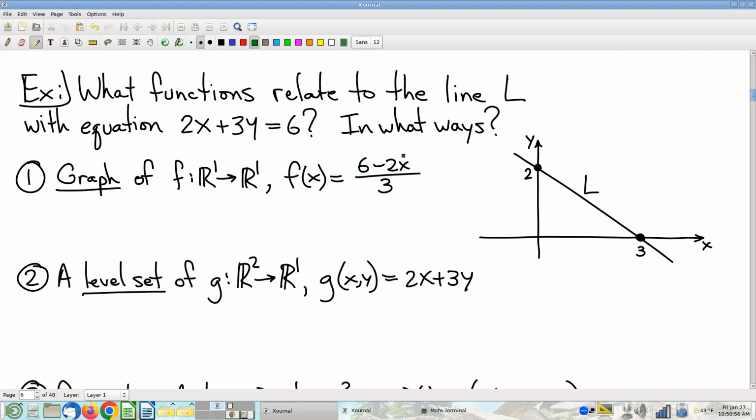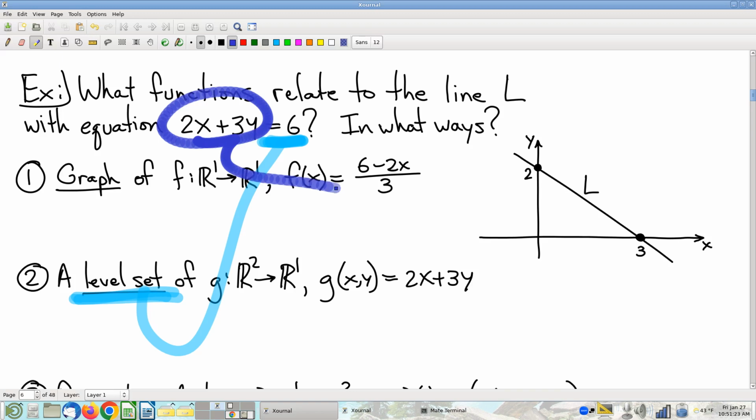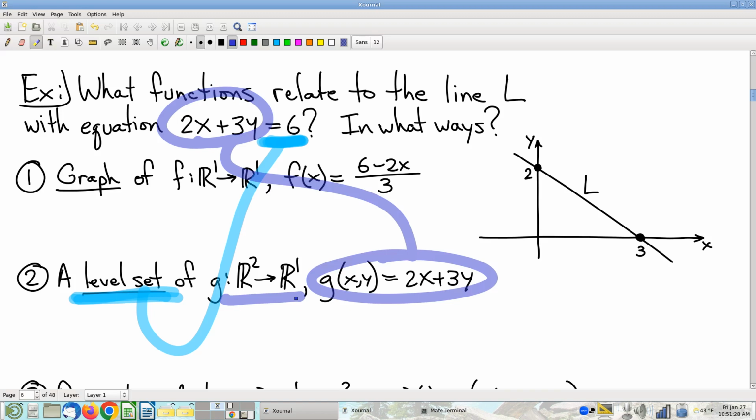Okay, now here's the thing, though. This line is also a level set. It's a level set of this function here, and this one doesn't even require any algebra. I can see it in how it's already written, right? Level set, again, meaning we're setting some function equal to a constant. That's the algebra. It says there's this expression that I can call a function that has been set equal to a constant. And so this, which you note is a function from R2 to R1, is a function one of whose level sets is the exact same line.